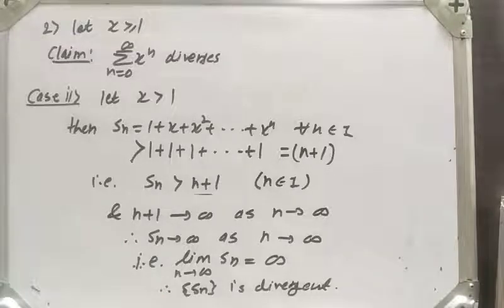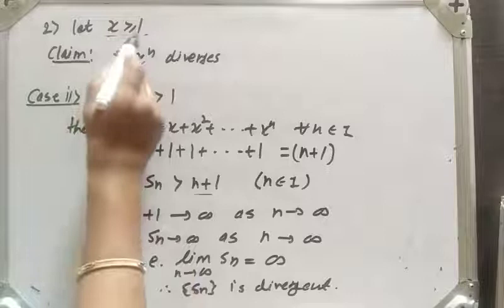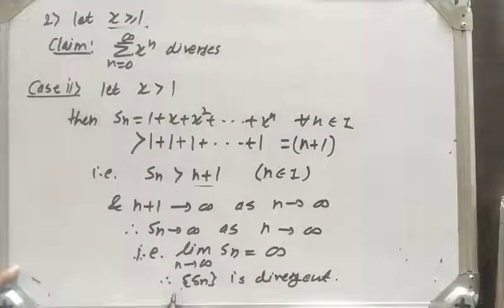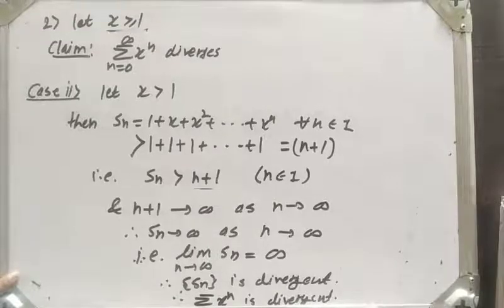So when x is greater than or equal to 1, the series x raised to n is divergent. That is the proof of the theorem.